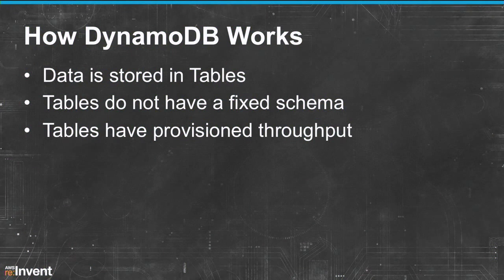So how does DynamoDB work? We're mastering this skill, I promise. DynamoDB works like most other databases where you store all your data in tables. Tables in DynamoDB do not have a fixed schema. And for each table, you're able to specify how much provisioned throughput you want DynamoDB to reserve for that table, which goes back to that knob I was talking about earlier.